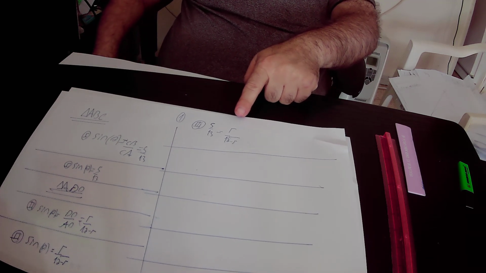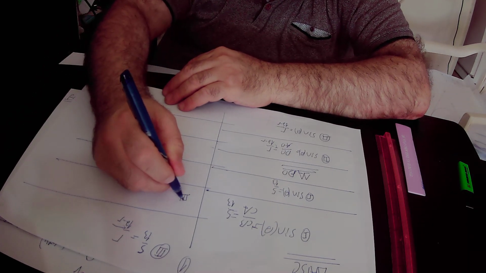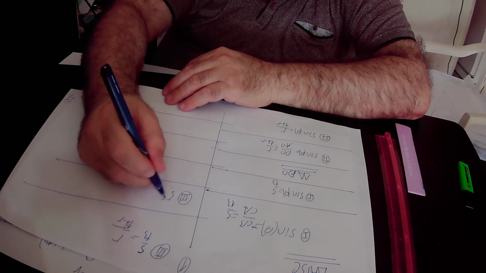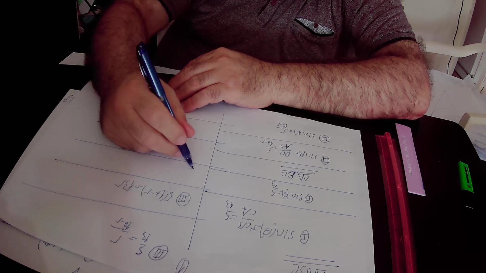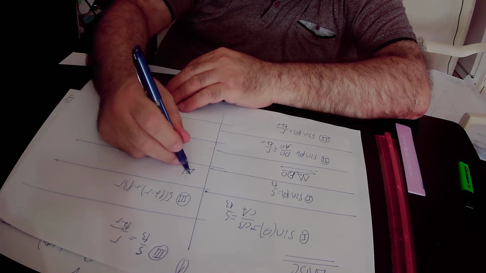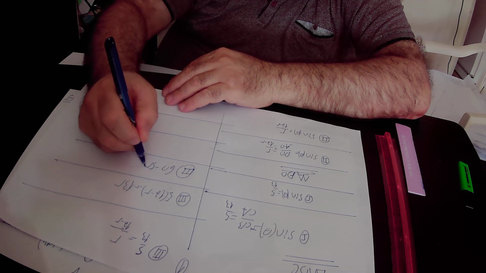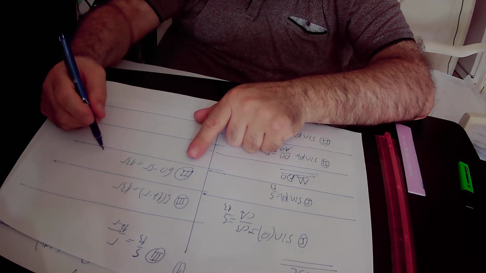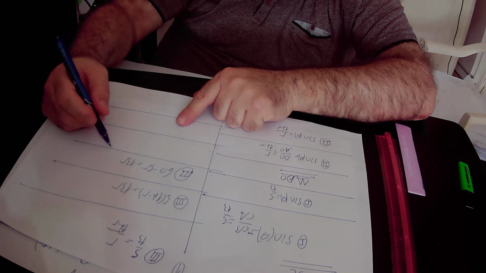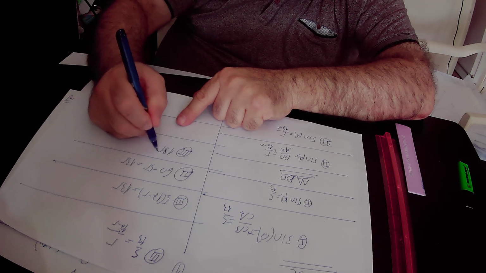So here we will cross multiply and we will get that 5 times (12 minus R) equals 13R. Here we will open the brackets and we will get that 5 times 12 is 60 and 5 times minus R is minus 5R, and it equals 13R. Here we will add 5R to both sides, and we will get that 13R plus 5R equals 18R, and 18R equals 60.